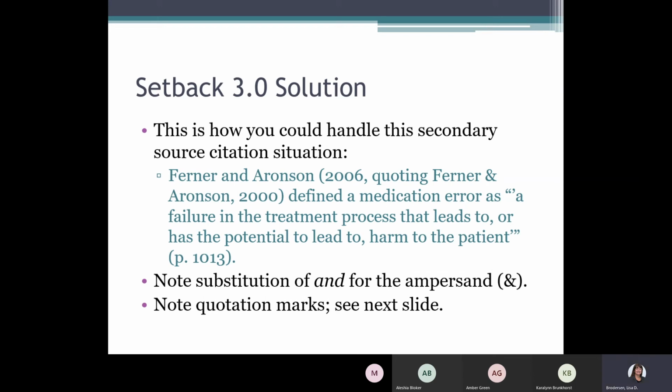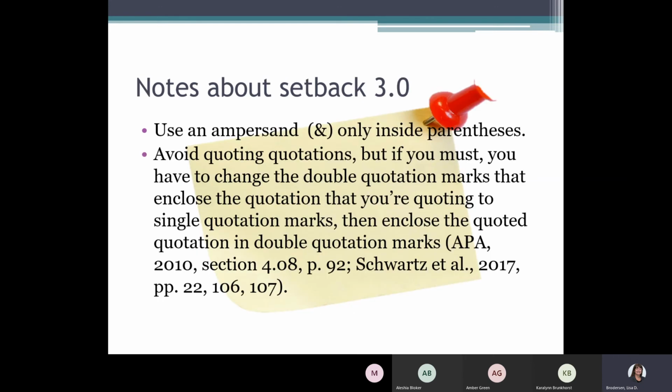One other thing I wanted to point out was that the student has quoted Ferner and Aronson's 2006 quotation of the definition from their 2000 publication. I've already mentioned that quoting a quotation is something you should avoid. So the notes about that setback are: use an ampersand inside parentheses only, and avoid quoting a quotation.